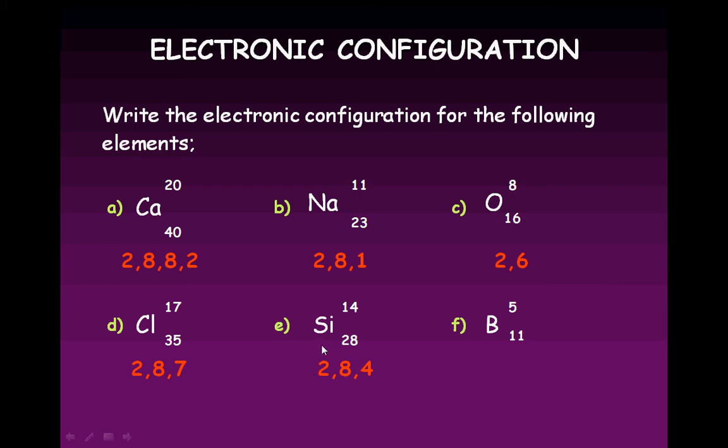Silicon: 14 protons, atomic number 14. 14 neutrons for a total mass of 28. And then there are going to be 14 electrons, 2 in the first, 8 in the second, and then again 4 in the last one to make a total of 14.